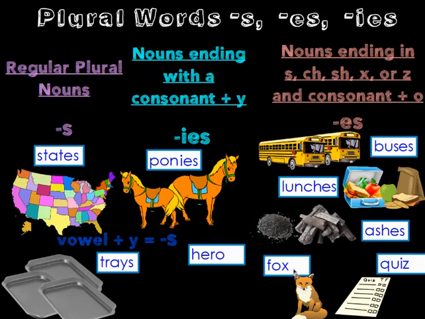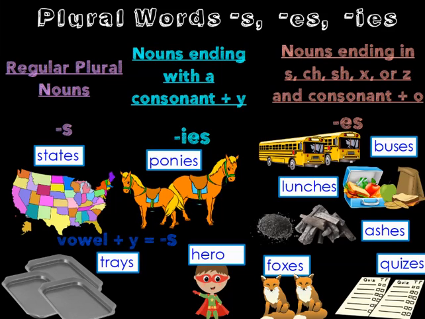Now let's look at a word that ends in X, like the word fox. To make this word plural, you guessed it, we have to add ES. So now instead of one fox, we have two foxes. Let's look at a word that ends in the letter Z. Here we have the word quiz. If you have more than one quiz, you will have quizzes. To make this word plural, we have to add ES. There are two quizzes.